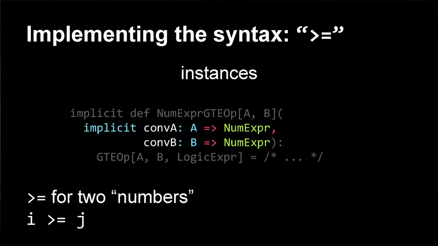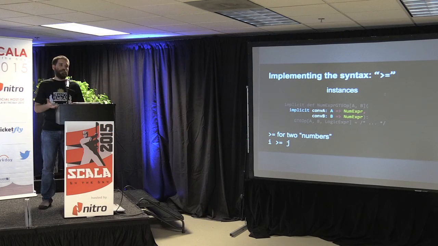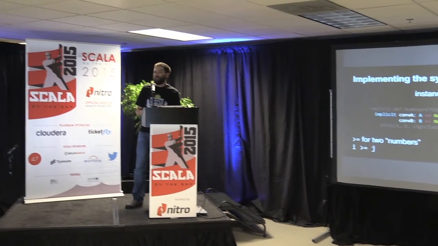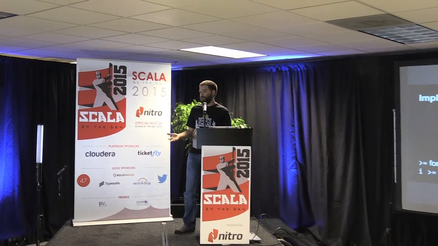But again, we are using view bounds to constrain the possible types that can be used here. So with this, we can compare any two types and create a logical expression as long as there is an implicit conversion from such types to a numerical expression.